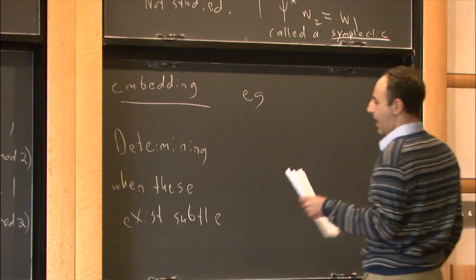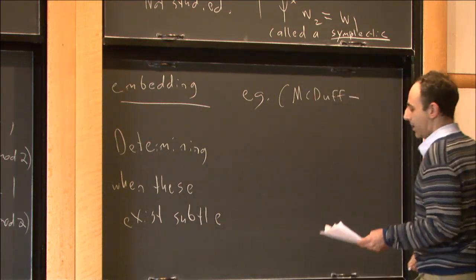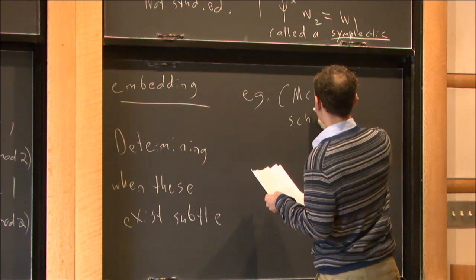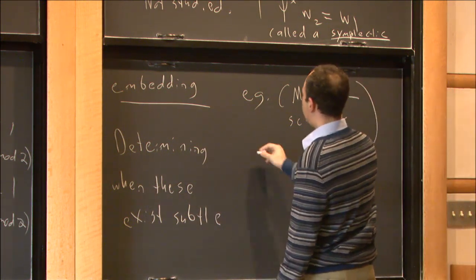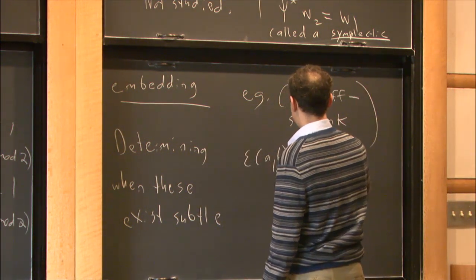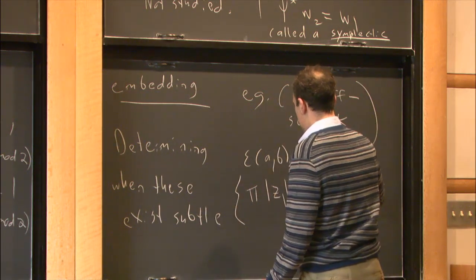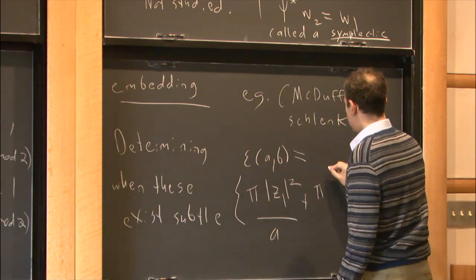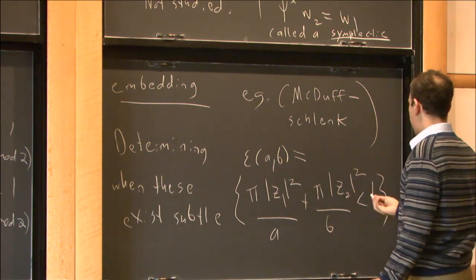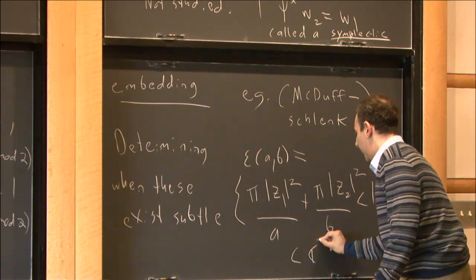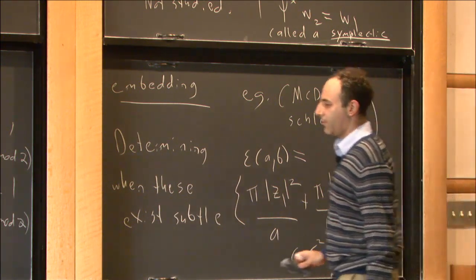One example of just how subtle this can be, even for simple examples of the same dimension, is due to McDuff and Schlenk. I've mentioned this before, so most of you have presumably seen it, but I will go through it quickly. What did McDuff and Schlenk do? They studied embeddings of symplectic ellipsoids. These are open subsets, the way I've defined them, of R4, and the symplectic form here is given by restricting the standard symplectic form on R4.